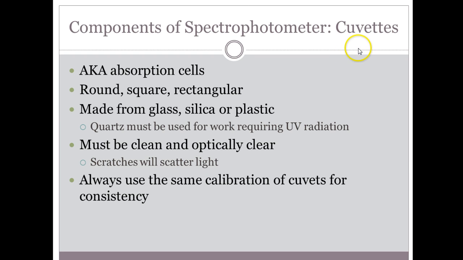We talked about the container that our beer or solution, whatever it is that we're testing for. In our case, in the medical laboratory, it would be a patient sample mixed with a reagent. And inside of that glass container, we call it a cuvette or absorption cell. That container is usually made out of glass, silica, or plastic. Quartz is usually required for UV radiation. They must be very clean and optically clear. If you have any scratches or bubbles or anything in it, it can scatter light. We always use the same calibration of cuvettes for consistency.